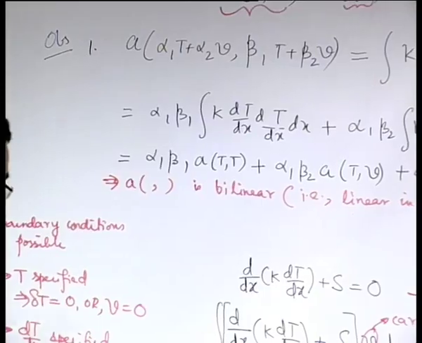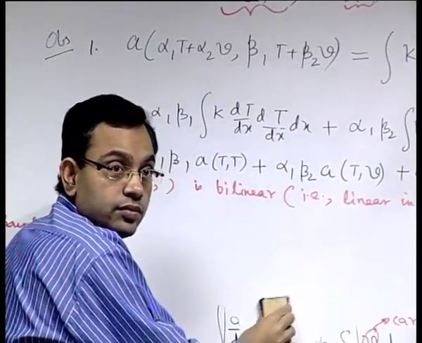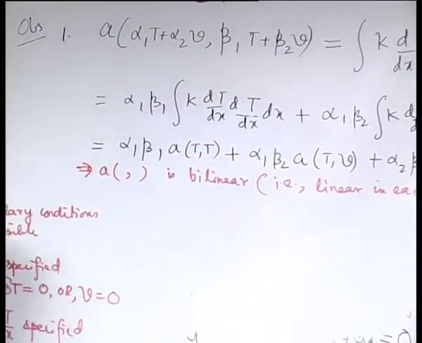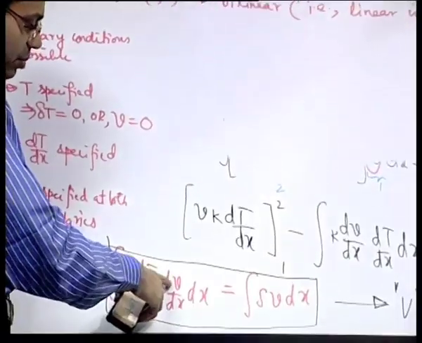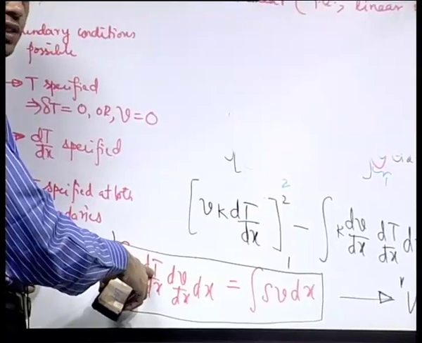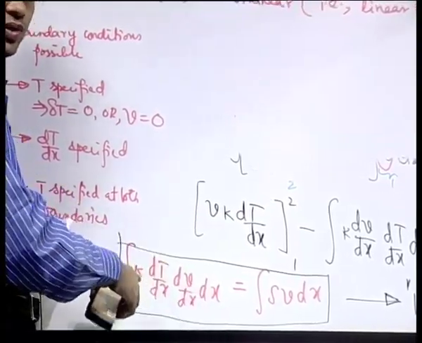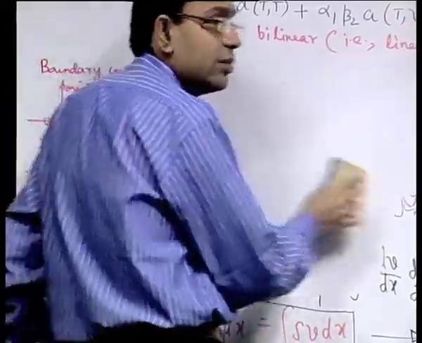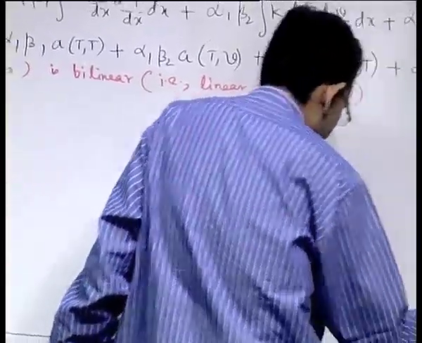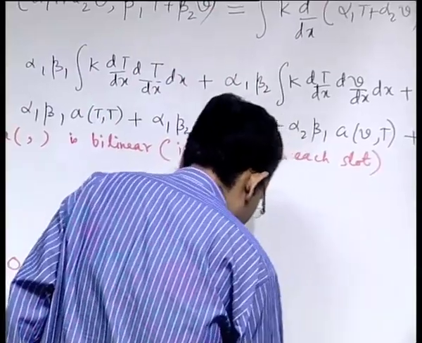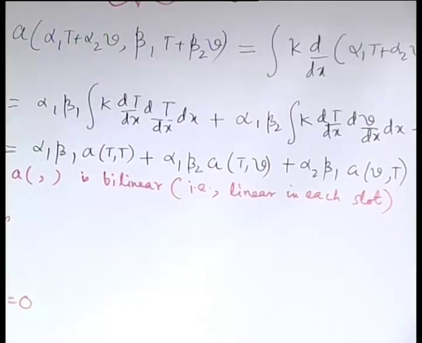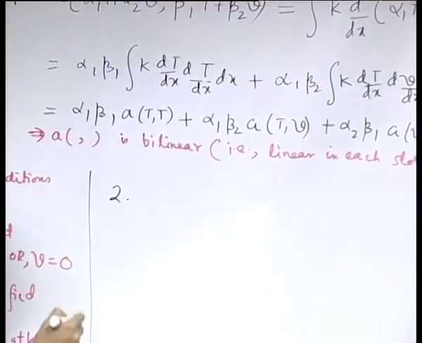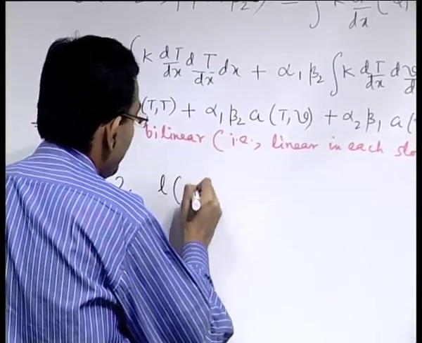Let us make the second observation. A(T,V) means in place of T it is T, in place of V it is V. A(V,T) means in place of T it is V and in place of V it is T. Here of course they are the same. That is what we call symmetric, which we will come to next, but there are many operators which need not be symmetric. So the second observation, L(alpha T plus beta V).